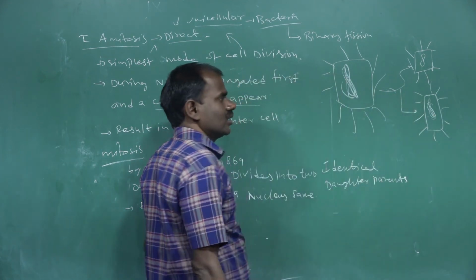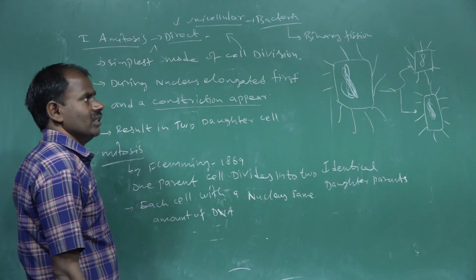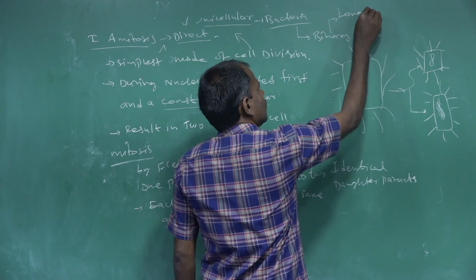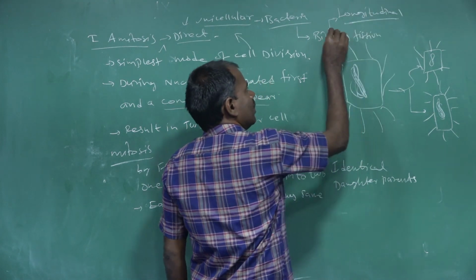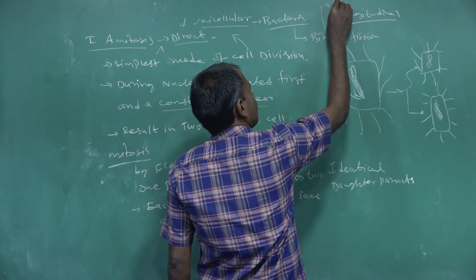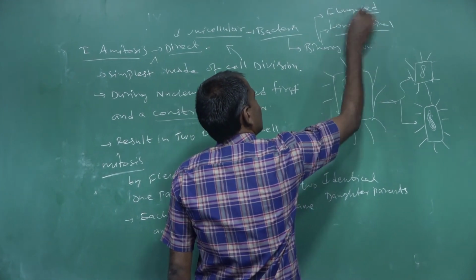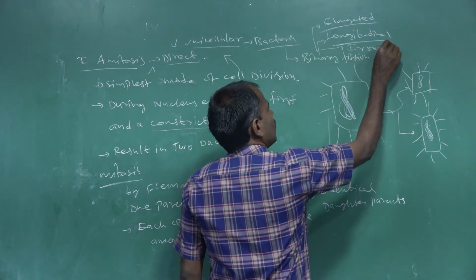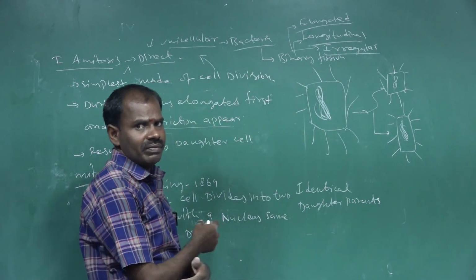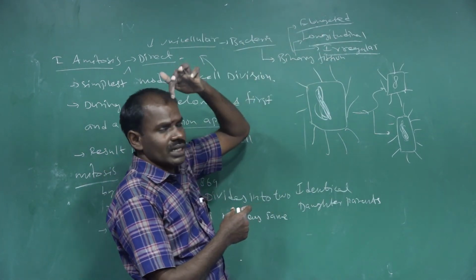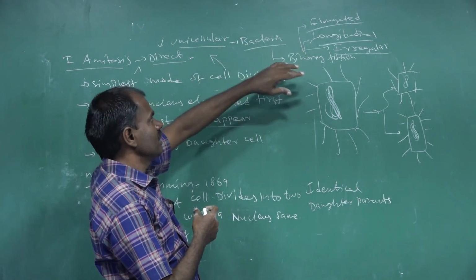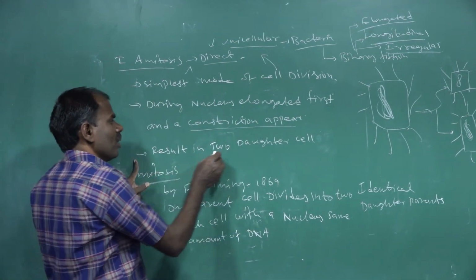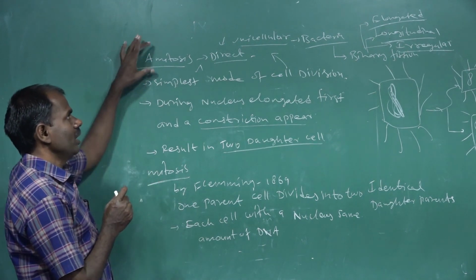Two identical daughter cells are formed in amitotic cell division. There are three types of binary fission: longitudinal binary fission, elongated binary fission, and irregular binary fission. These occur only in amitotic cell division. It results in two identical daughter cells produced from amitosis.